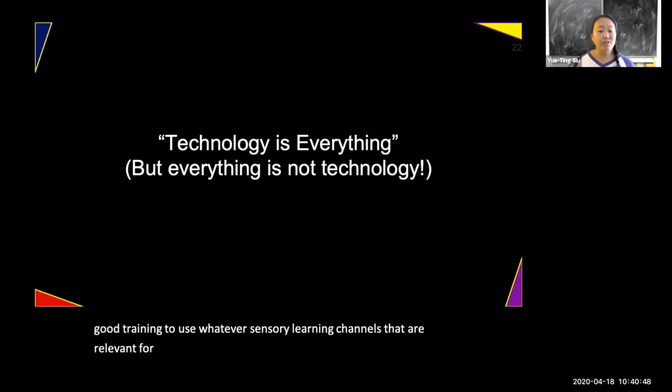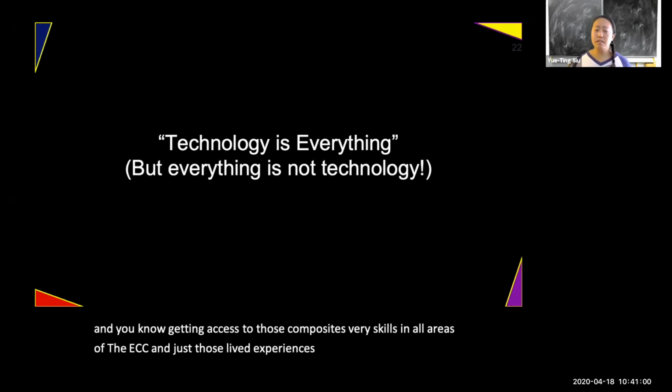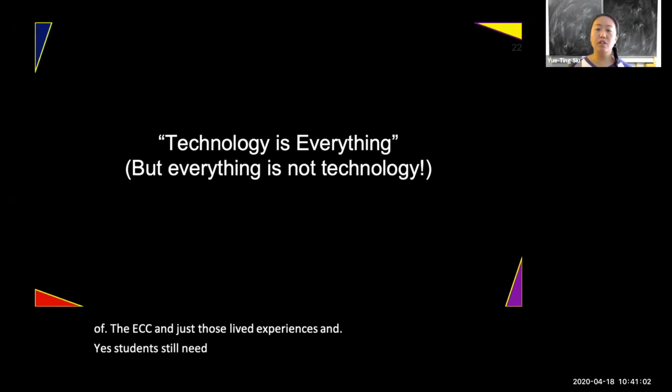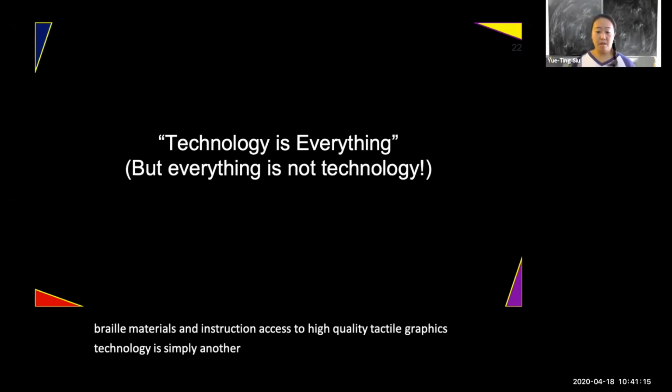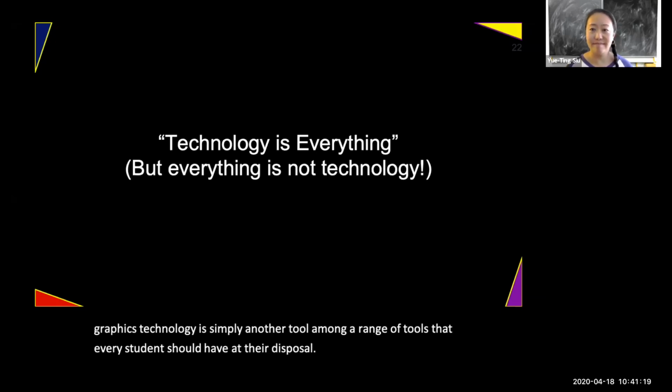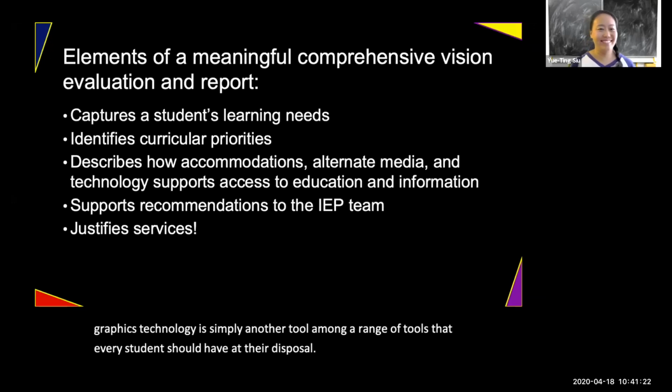And they still need really good training in life and getting access to those compensatory skills in all areas of the ECC and just those lived experiences. And yes, students still need good access to really good, high quality embossed Braille materials and instruction and access to high quality tactographics. Technology is simply another tool among a range of tools that every student should have at their disposal. Okay, off the soapbox.